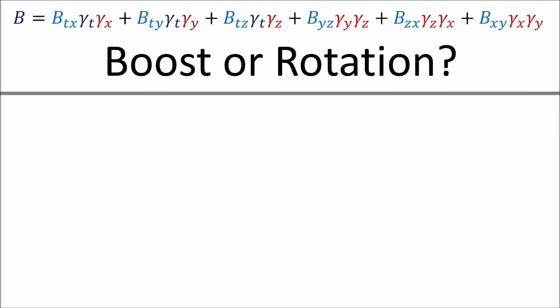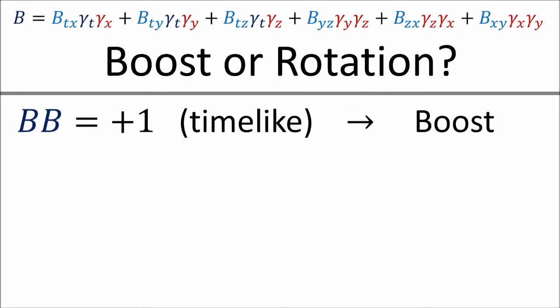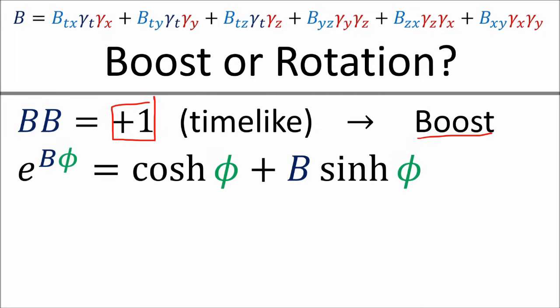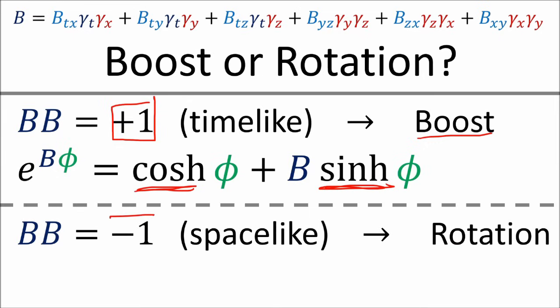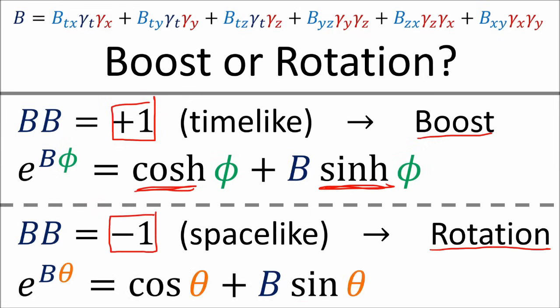Now, bivectors can be used for both boosts and rotations. So how can we tell which bivectors do what? If a bivector squares to a positive number, it performs a boost, since the exponential gives us a hyperbolic rotation similar to the split complex number j. If a bivector squares to a negative number, its exponential performs a circular rotation, similar to the complex number I.